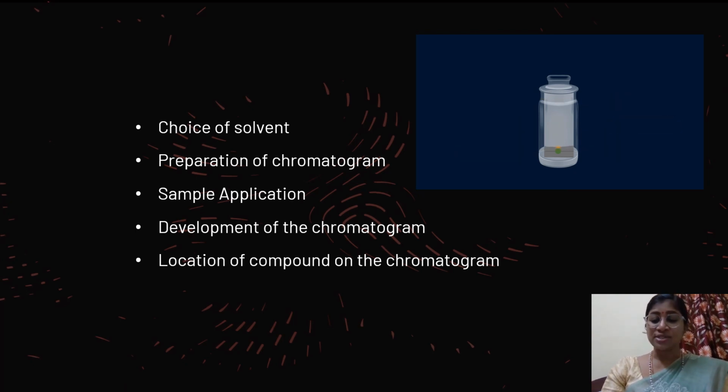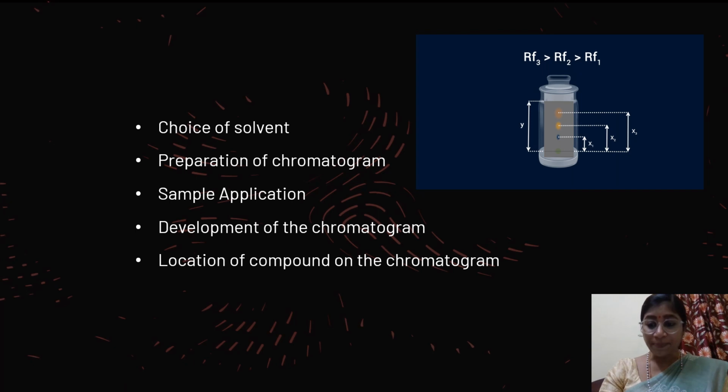A baseline is drawn about 2.5 centimeter from one edge of the plate. The samples are applied on small spots 1 centimeter apart on the baseline. The solvent is evaporated. Solutions of standard substances are also applied by the side of the test samples.